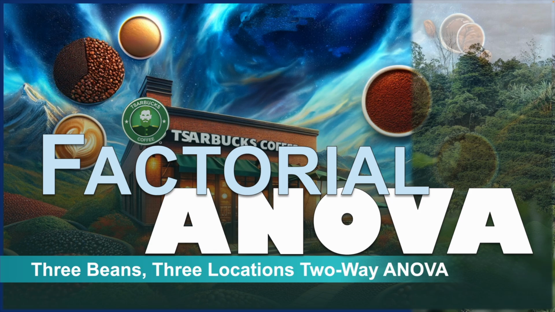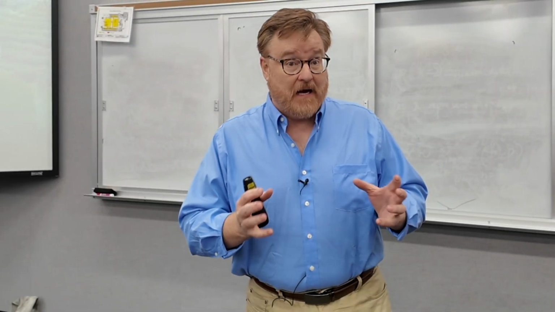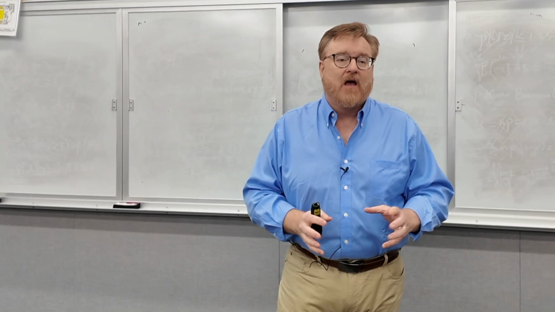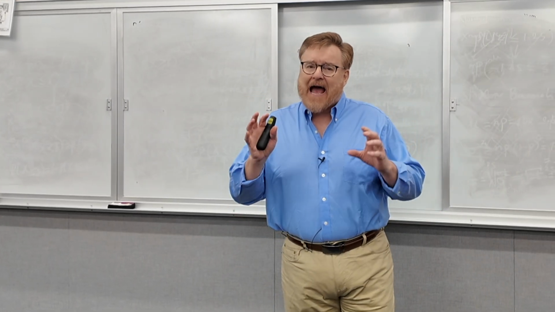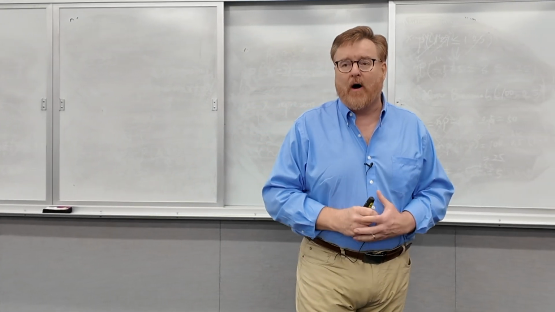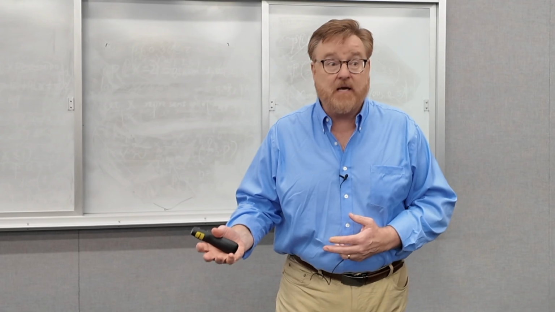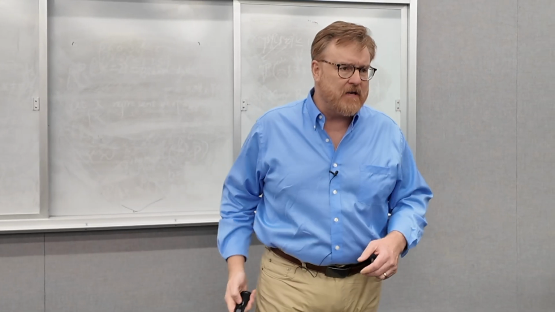So far, we've learned how to do a one-way, fully randomized ANOVA. And then we learned to control for individual differences using that randomized block ANOVA. What we're going to learn now is how to do an ANOVA when we have more than one independent variable. This is sometimes called a two-way ANOVA because we're going to have two independent variables.